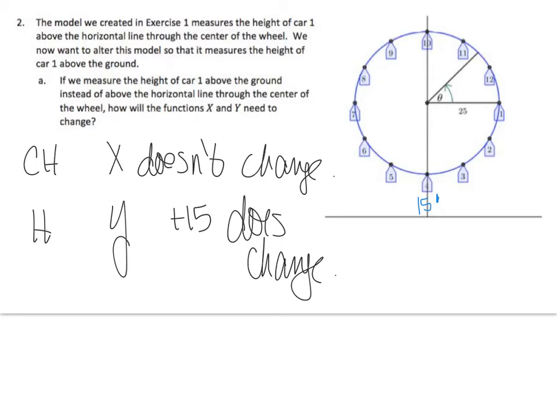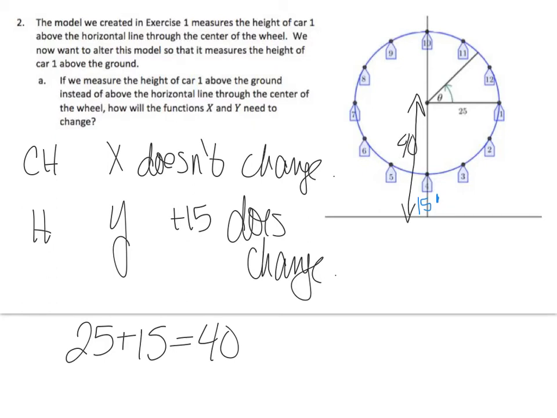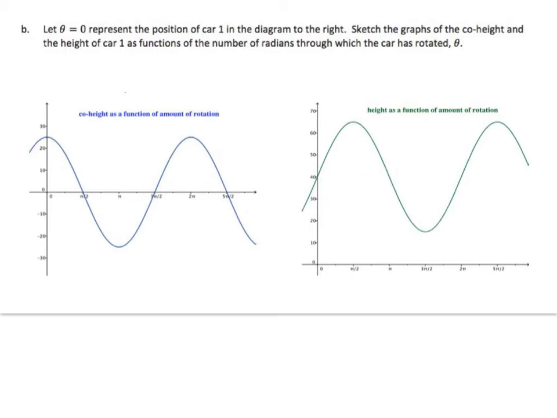Since car 1 starts 40 feet above the ground, 25 plus 15 is 40 feet. So that whole distance is 40. Let theta equal 0 represent the position of car 1 in the diagram to the right. Sketch the graphs of the co-height and the height of car 1 as functions of the number of radians through which the car has rotated. Here we have co-height, and we said that it's not going to change, but height does in fact change.